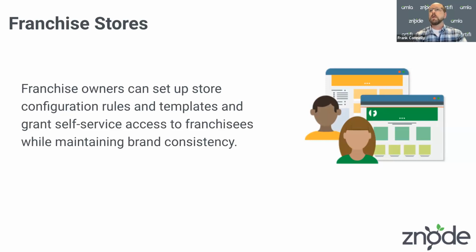So the first one is franchise stores, right? Franchise owners can set up store configuration and rules and templates and grant self-service access to franchisees. So the franchisees can help manage the stores, they can launch stores, help manage some of the products, the orders, while the franchise owners can still maintain that brand consistency throughout all their franchise stores.